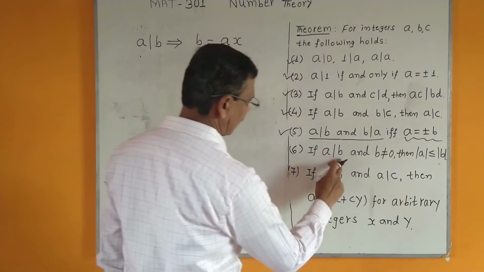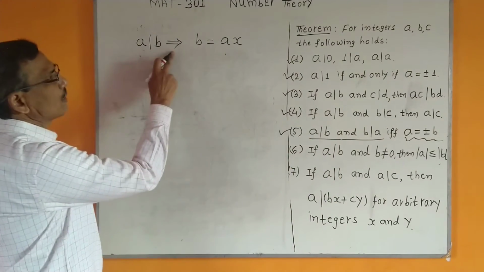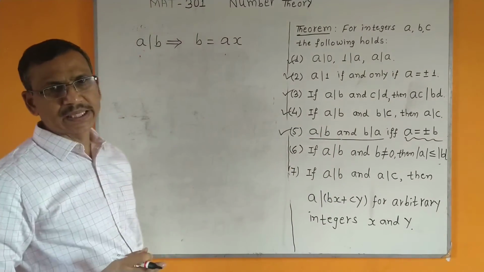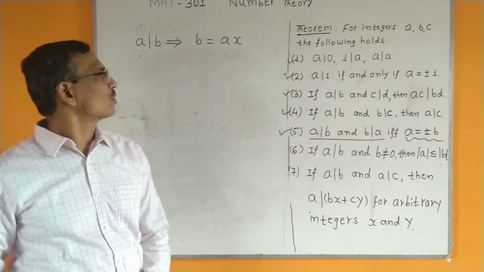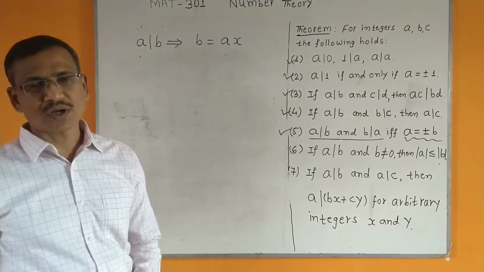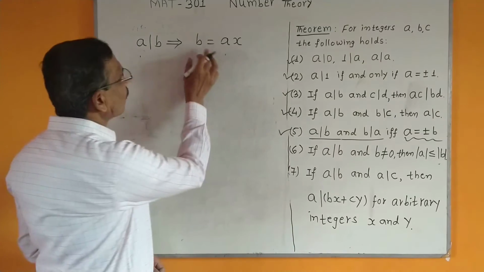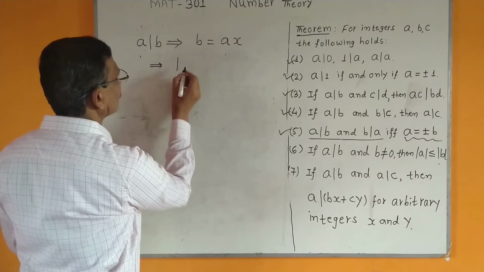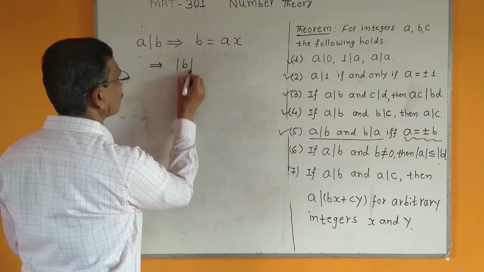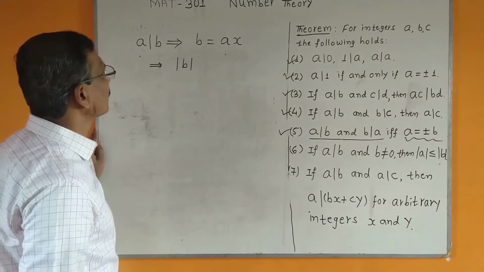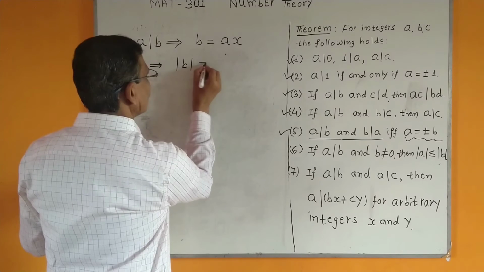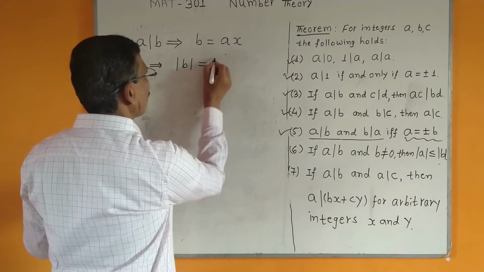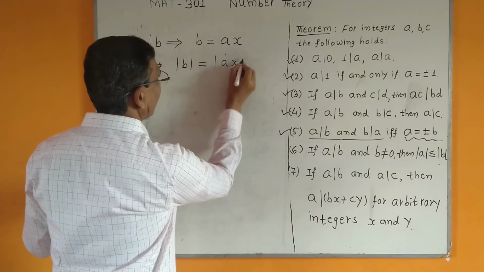What is given? A divides B. By the definition of divisibility, A divides B implies that B is equal to A times X for some integer X. Now taking modulus on both sides, we get mod B is equal to mod AX.